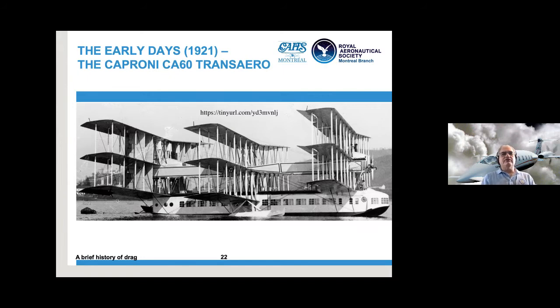Which leads me to our friend Mr. Caproni, who was actually a successful aircraft designer and went on to design many machines. This is the Transaero, or the Noviplano, or the Capronissimo. His idea here was to cross the Atlantic with this thing with 100 people, and it could do the 100 people thing. It had a crew of eight.